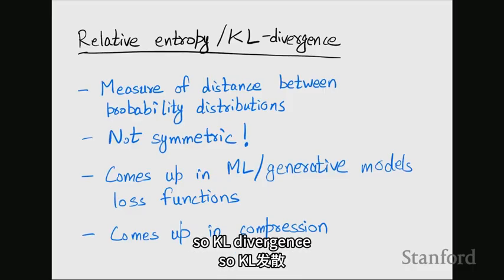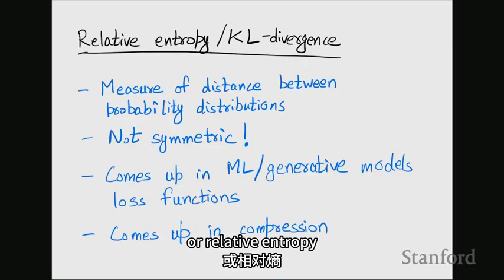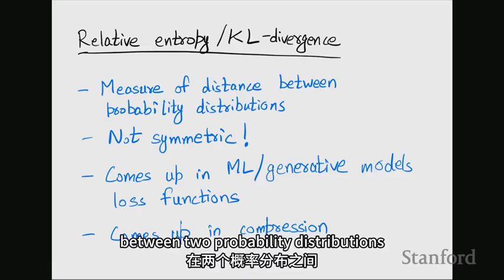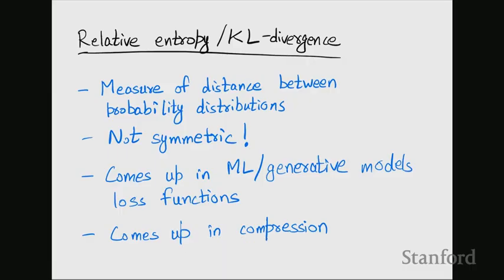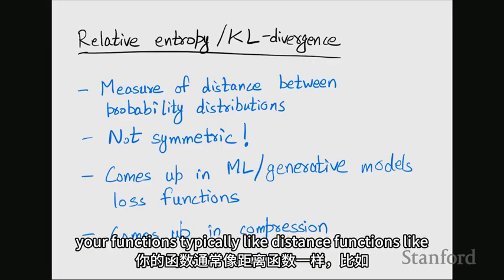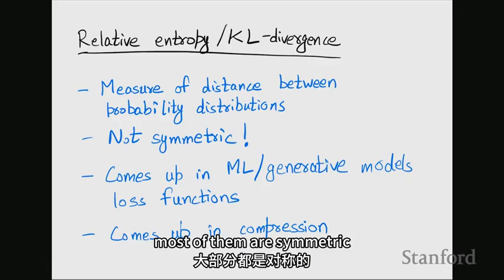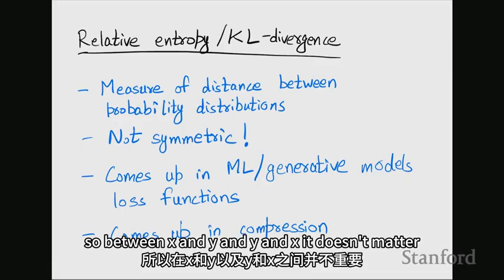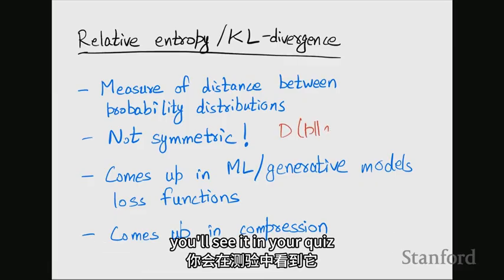So KL divergence, Kullback-Leibler, the two people who came up with it, or relative entropy, is a measure of distance between two probability distributions. It is not symmetric. When you think of distance functions, like Euclidean distance or L1, L2, L0, most of them are symmetric. So between X and Y and Y and X, it doesn't matter. Here it does matter. You'll see it in your quiz.